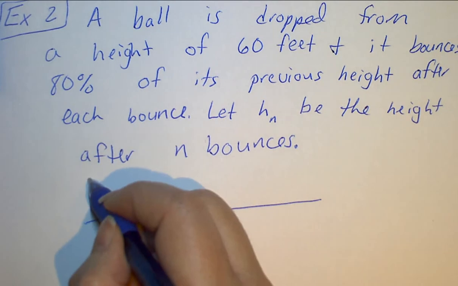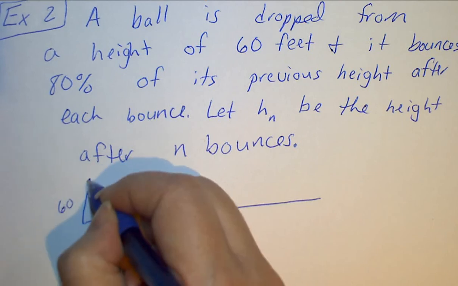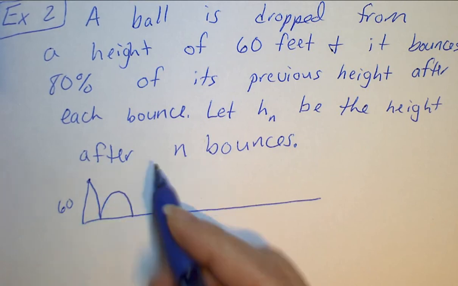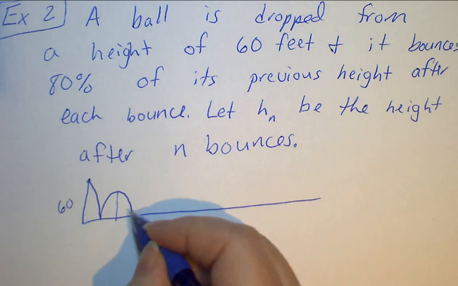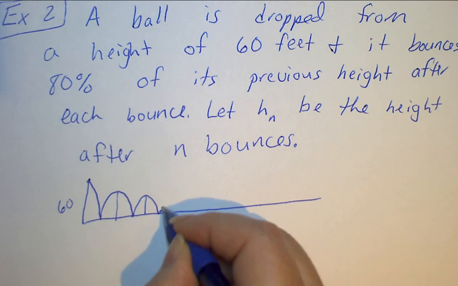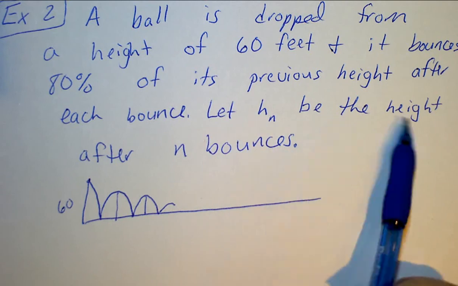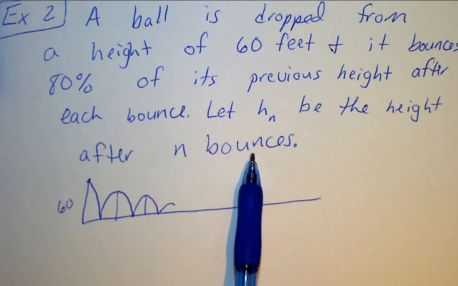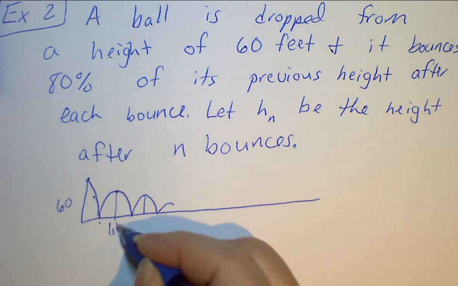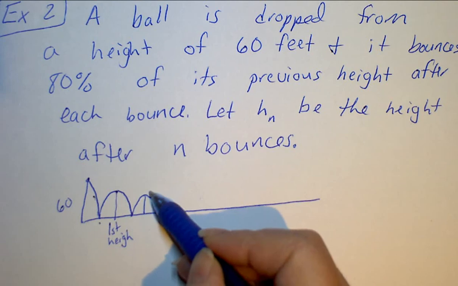Just so we can get a visual of what that means, it's going to be dropped from a height of 60, and then it's going to drop down, and then bounce up, and this height is going to be 80% of the previous one, and it's going to bounce again, and that's going to be 80% of this one, and keep going like that, right? It says let h sub n be the height after the n bounce, right? So after it bounces, this one is your first height, and then this is your second height.